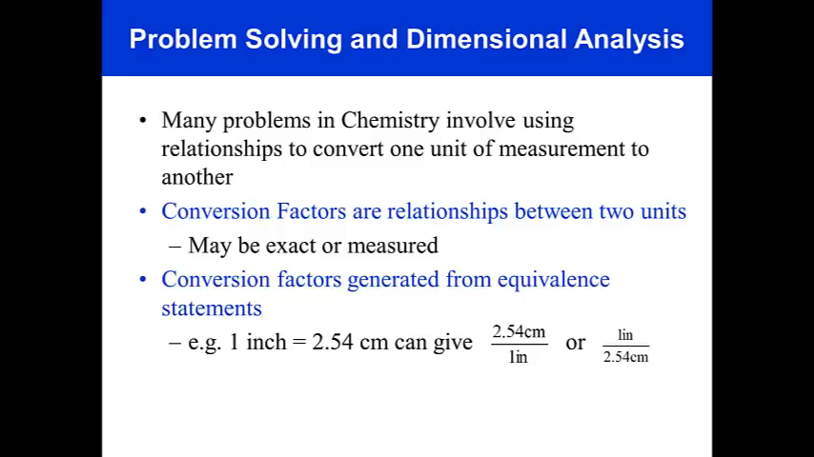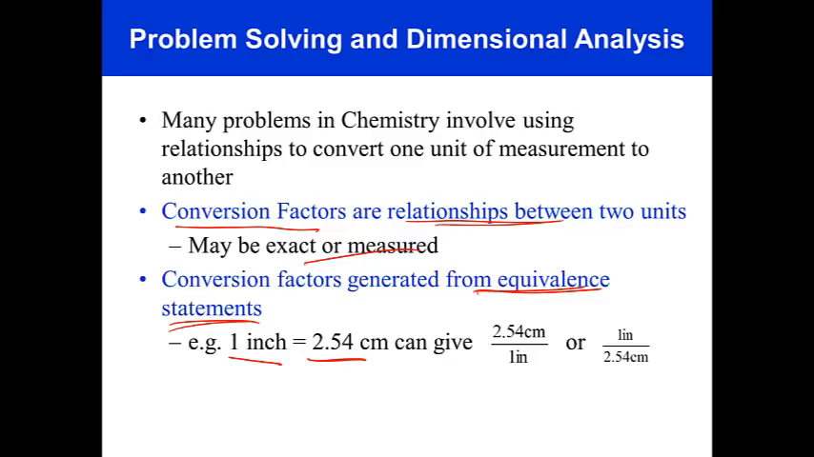Also, don't forget, many problems in chemistry involve using relationships to convert one unit of measurement to another unit of measurement. So if that is the case, we can create conversion factors based on relationships. So let's take an example. Conversion factors can be generated from equivalence statements as well. 1 inch is exactly equal to 2.54 centimeters. So that is a definition.